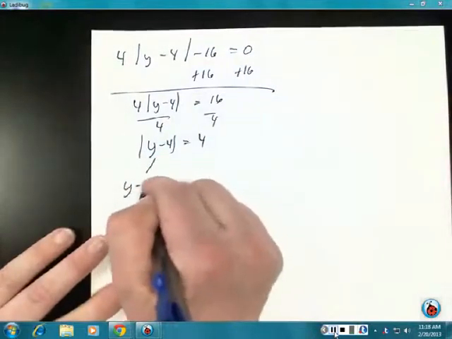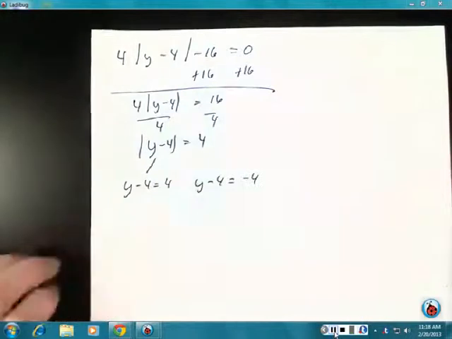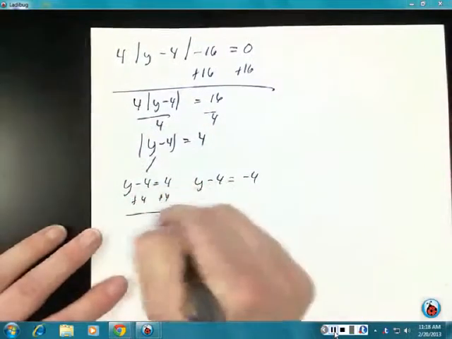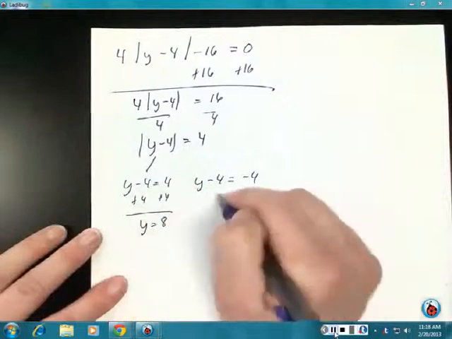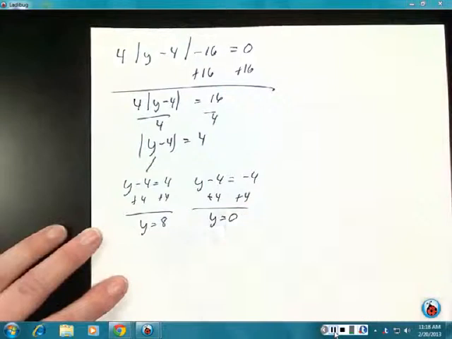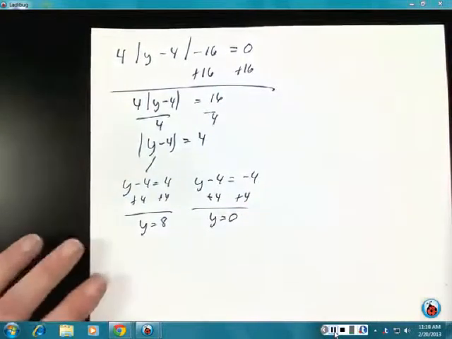y minus 4 equals 4, and y minus 4 equals a negative 4. I guess I can finish it. Add 4. So y could be 8, or y could be 0. So either one of those would give you the correct solution to that.